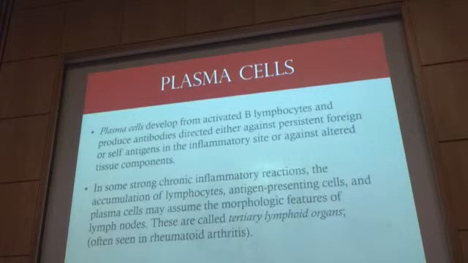Plasma cells, you probably learned about them in immunology. They develop from activated B cells, and they're also found in sites of chronic inflammation. Sometimes in sites of chronic inflammation, the lymphocytes form aggregates that look almost like a lymph node, and this is another sign of chronically inflamed tissues. They're called tertiary lymphoid organs because they almost look like a lymph node. For example, in rheumatoid arthritis.